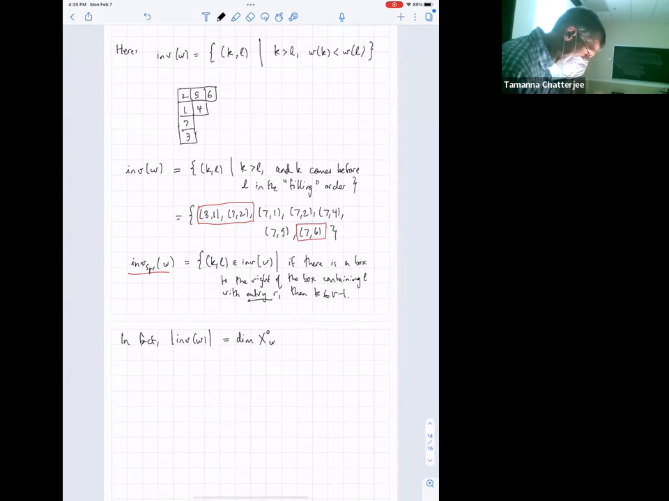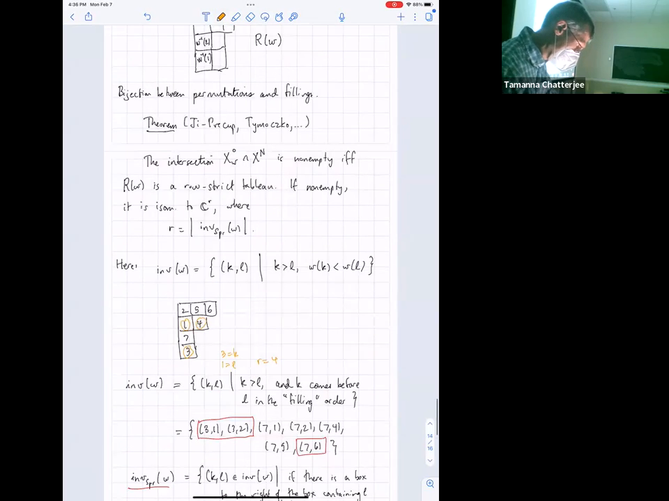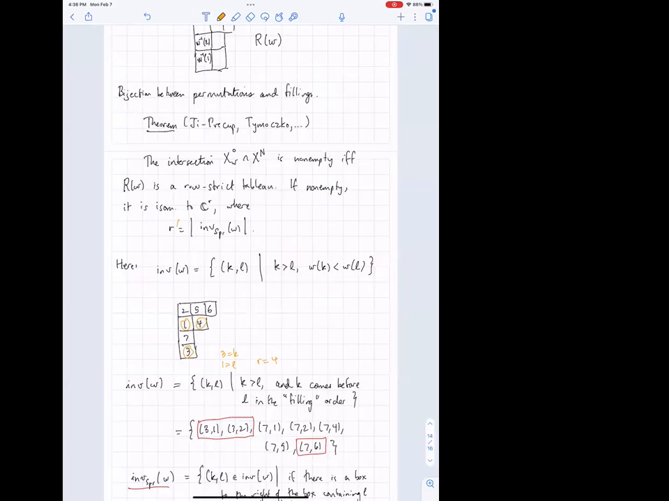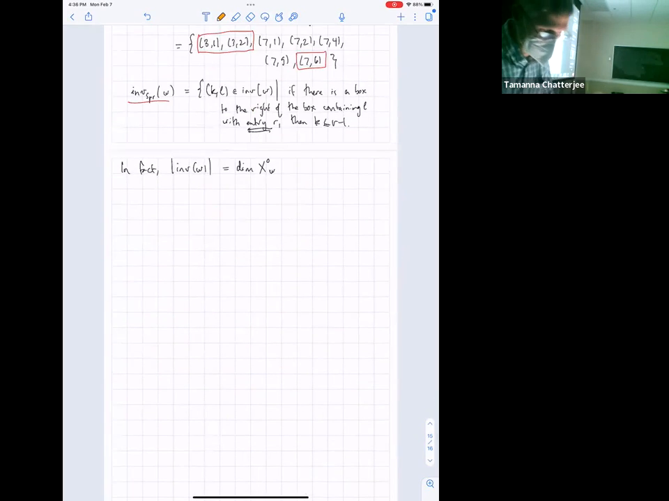Here R is the entry to the right of this box. So in this case, this 3, 1: 3 is K, 1 is L, and R is 4, because R is the entry to the right of L. So R depends on what K and L are. Is that clear? There was also another R, R prime. Sorry, a different R. I didn't harmonize my notation totally here. Any other questions at this point?